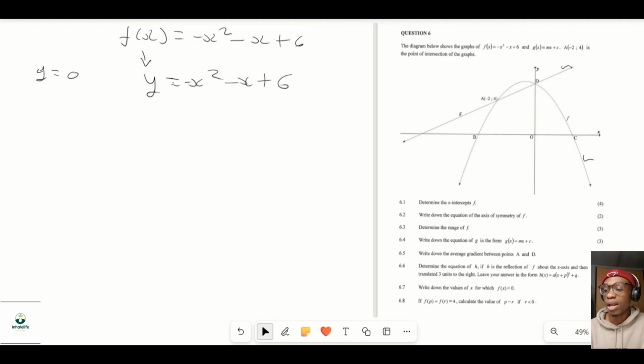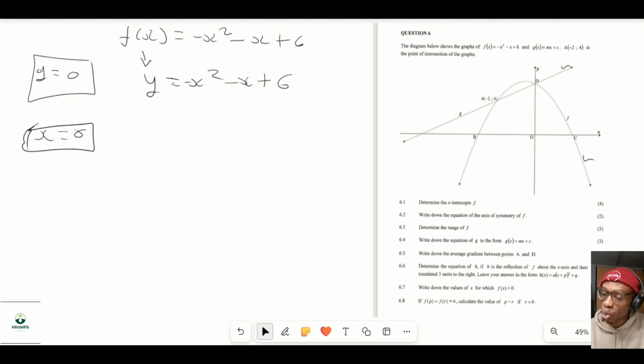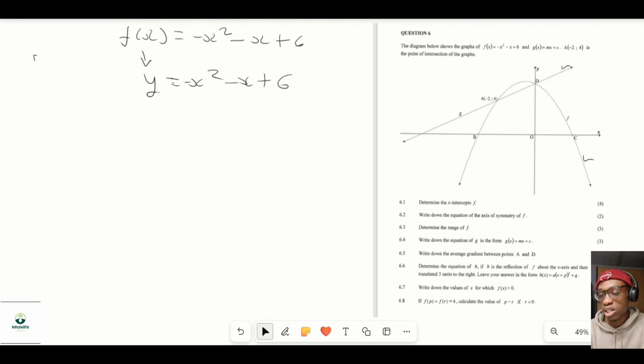Like I told you, when you see x-intercept, just know that you're going to substitute 0 into y. When you see y-intercept, just know that you're going to substitute 0 into x. Which one are we going to use? We're going to use y is equal to 0, because they want the x-intercept. So we substitute 0 into y: 0 equals negative x squared minus x plus 6.